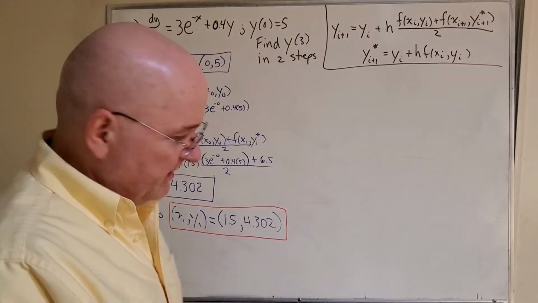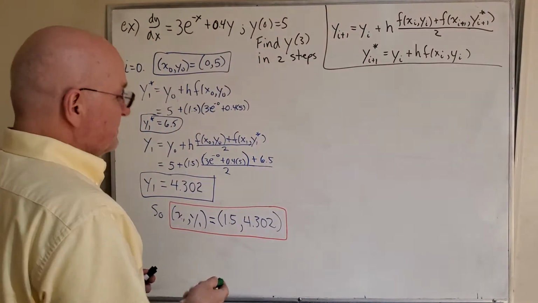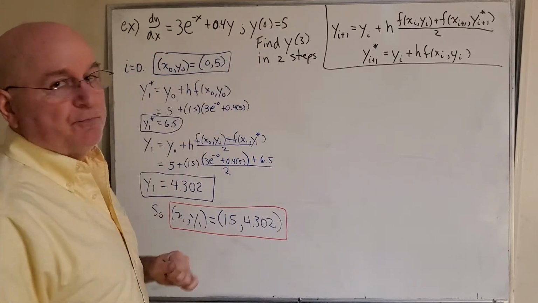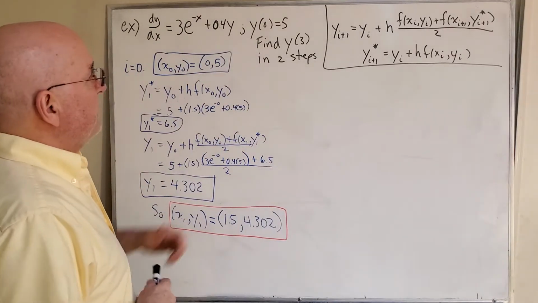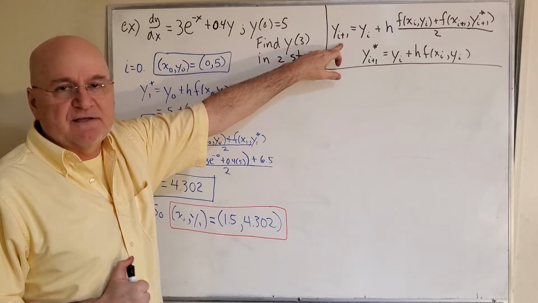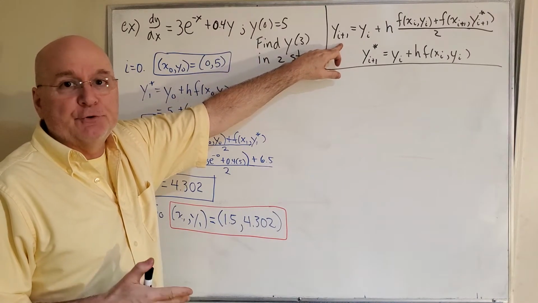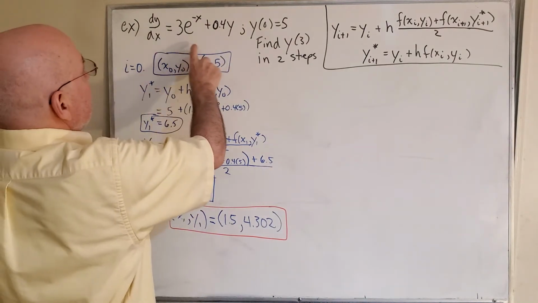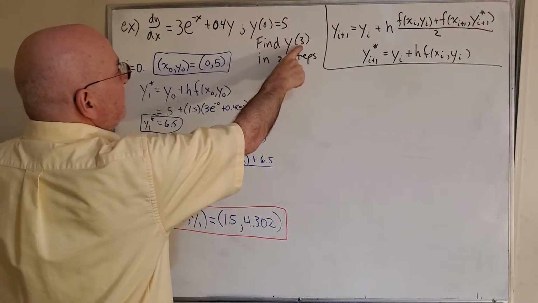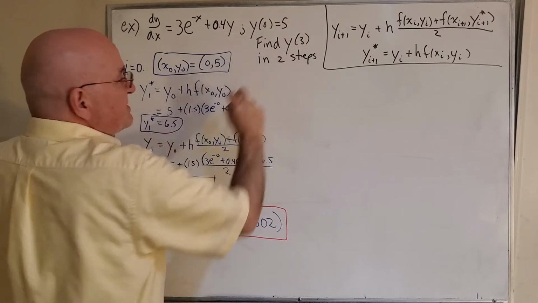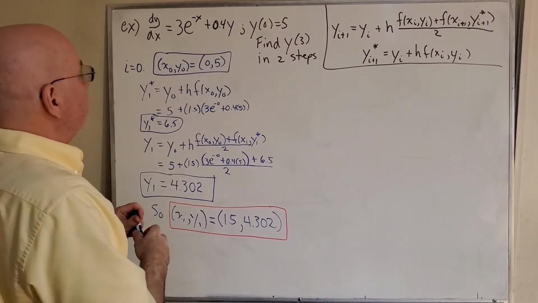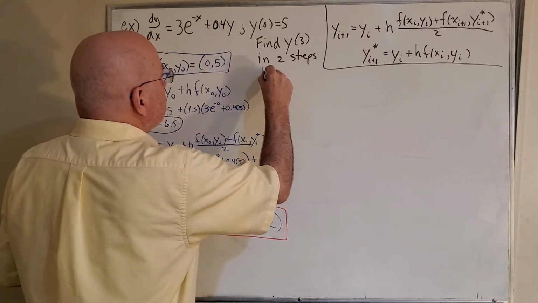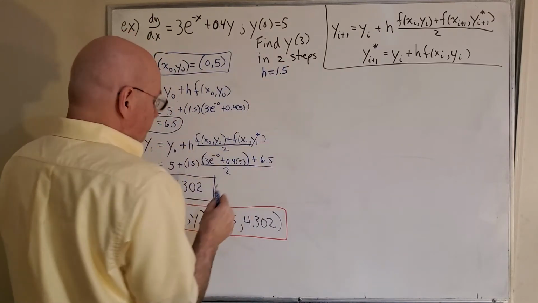Let's take a look at an example that's going to look familiar, because this is exactly the same differential equation, initial value problem we did in the previous video. This is our little reminder, our cheat sheet of the improved Euler's method. So we're going to do the same thing. Let's estimate y of 3, at time 3, and use two time steps. So h again is going to be 1.5 for this problem.